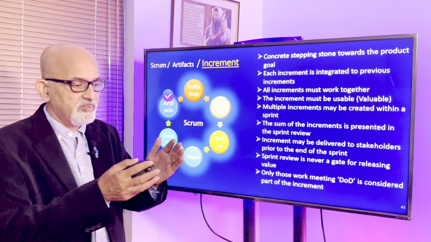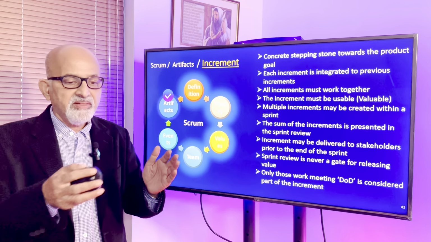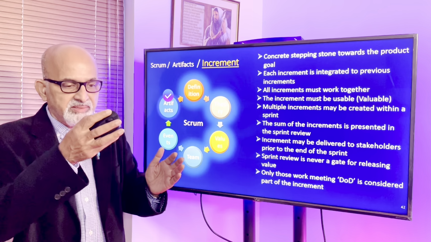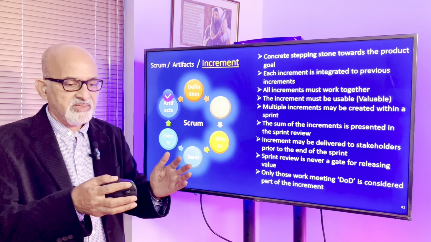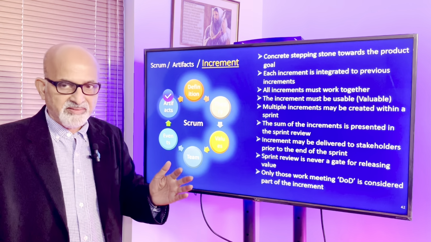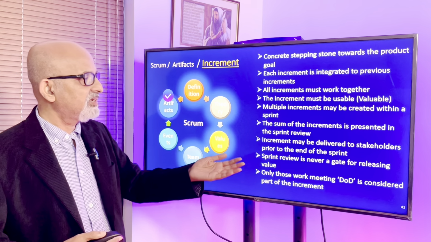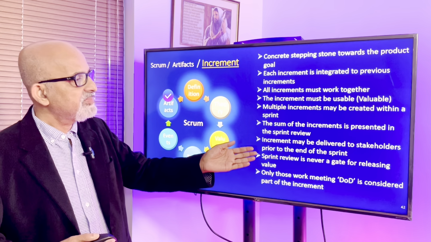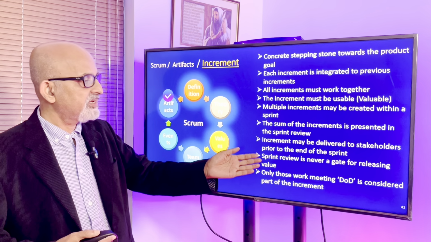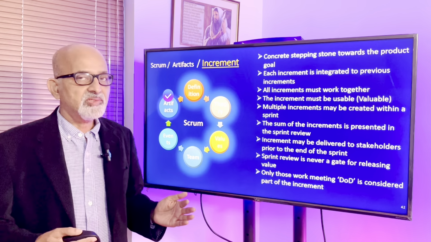Multiple increments may be created within a sprint. So in a 30-day sprint, we can define milestones like by this date, this much increment, by this date, it must be incremented further. So within a sprint, we can define multiple increments. Increment may be delivered to stakeholders prior to the end of the sprint itself.